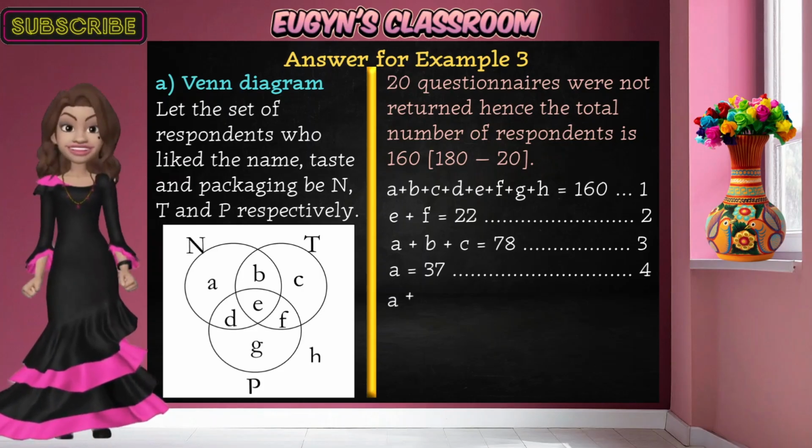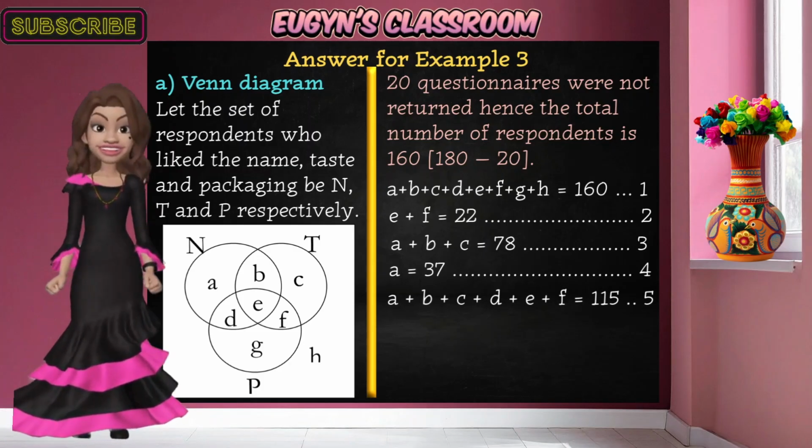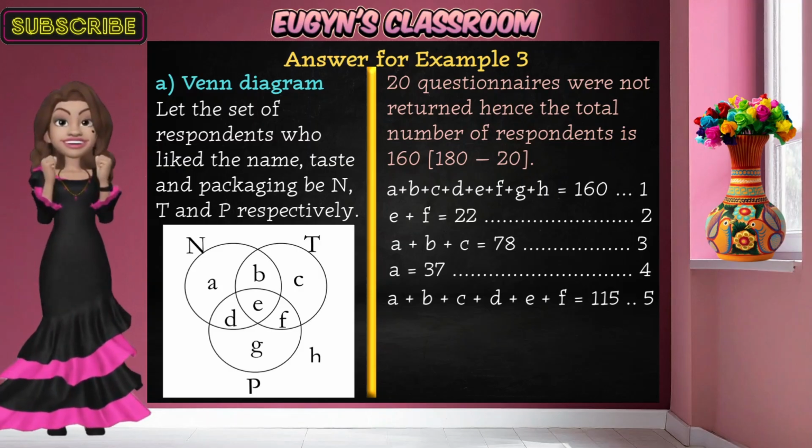Therefore, we'll take A plus B plus C plus D plus E plus F equals 115. Then I was told that 21 people like the name and the packaging. We'll take the letters at the intersection of circle N and circle P. The 2 letters are D and E. Therefore, D plus E equals 21.